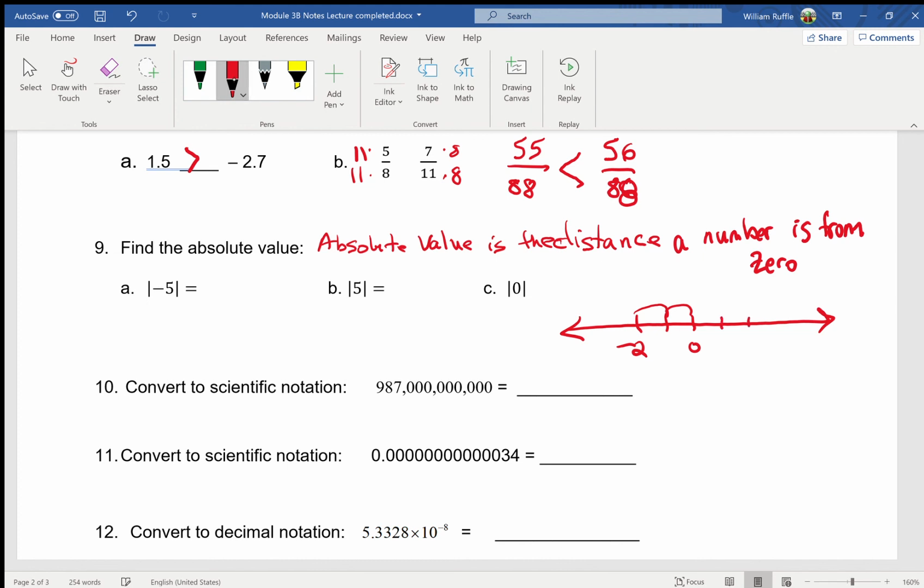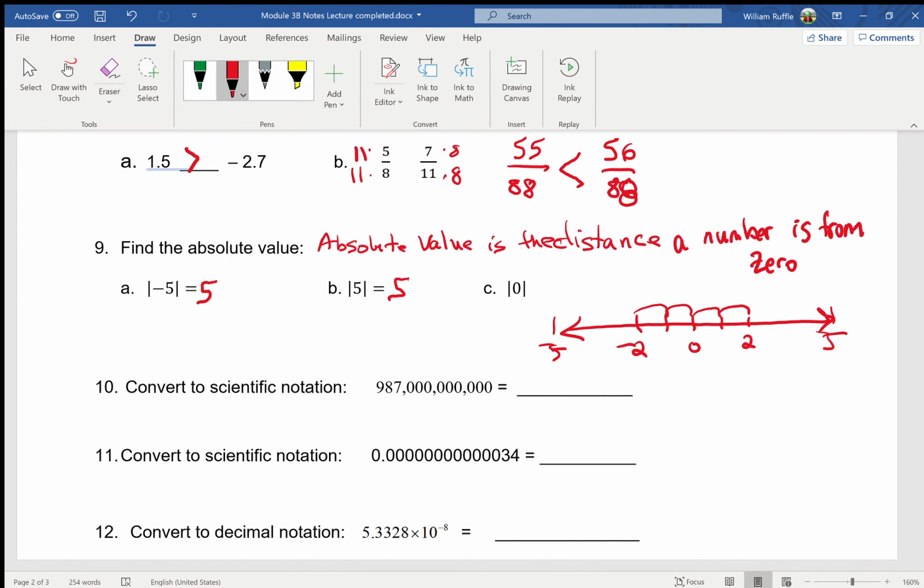Now, the same thing, if I do positive 2, again, positive 2 is 2 spaces away. So the absolute value of 2 is also 2. That's kind of weird. Now here, negative 5 is all the way out here, but it is 5 spaces away from 0, so that is why it is positive 5. When we talk about distances, we always talk about positive numbers. Now the absolute value of positive 5, that's all the way over here, but again, it is 5 spaces away from 0. So the absolute value of negative 5 and positive 5 are both 5. They're both 5 spaces away.